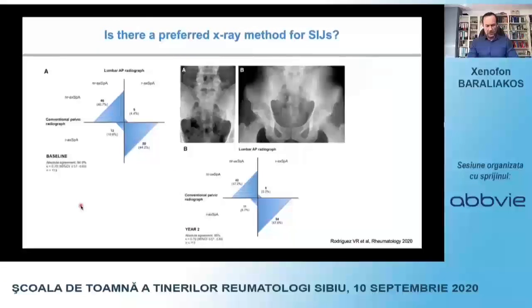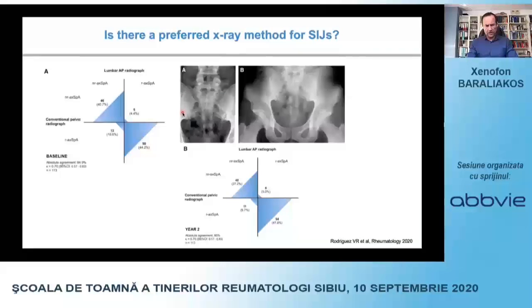Now, a newest study that was published very recently also tried to ask which kind of X-ray technique I should use. Should I use the lumbar spine and then check for the sacroiliac joints, or should I use the pelvic X-ray and check for the sacroiliac joints? And you know that this might be a kind of a hassle, because sometimes you do this X-ray of the pelvis in the standing position. This might be done in the lying position or differently.